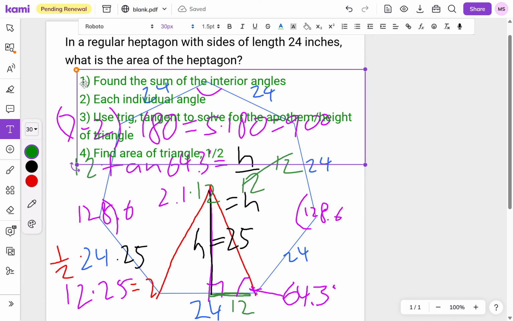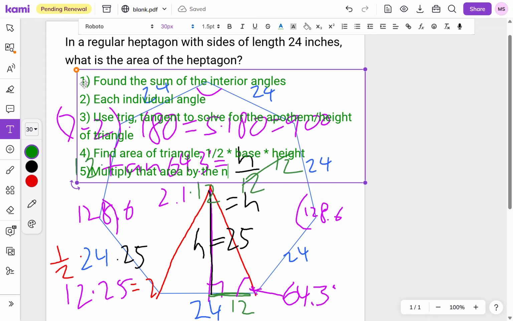Half times base times height. Okay, and then final step, once you have that area, multiply that area by the number of sides in the polygon. In other words, n. Multiply by n for that.